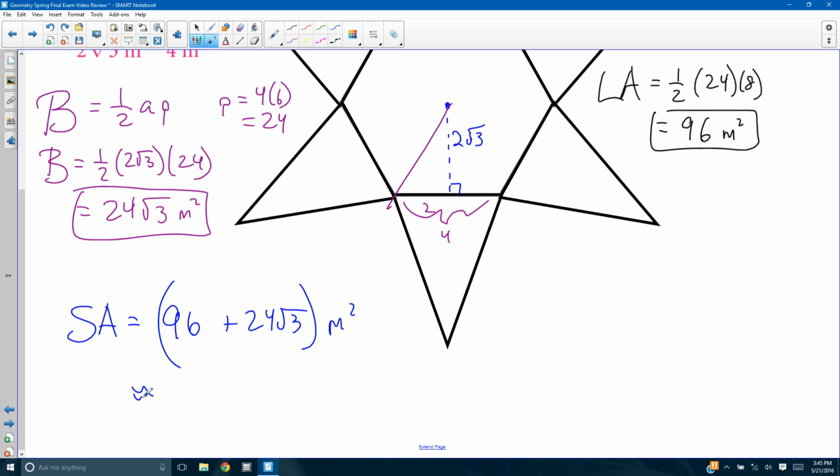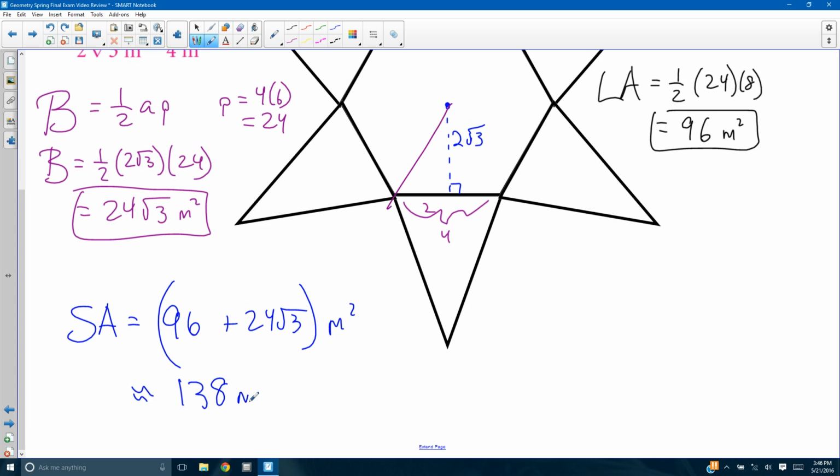There's the exact one and the approximated one. By the way, I can't add this 96 with this 24 because the 24 is being multiplied by a root 3, so it's not going to be the same as 120 root 3. This rounds to 137.6. Nearest whole number, 138 square meters.